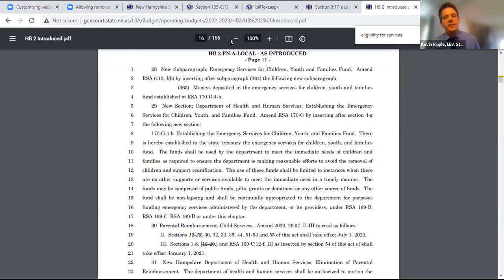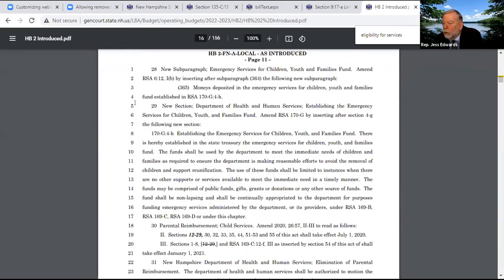Sections 28 and 29 establish a new Emergency Services for Children, Youth, and Families Fund. There is no funding in House Bill 1 for this, but the fund is established here, and it would receive revenues from gifts, grants, and donations.